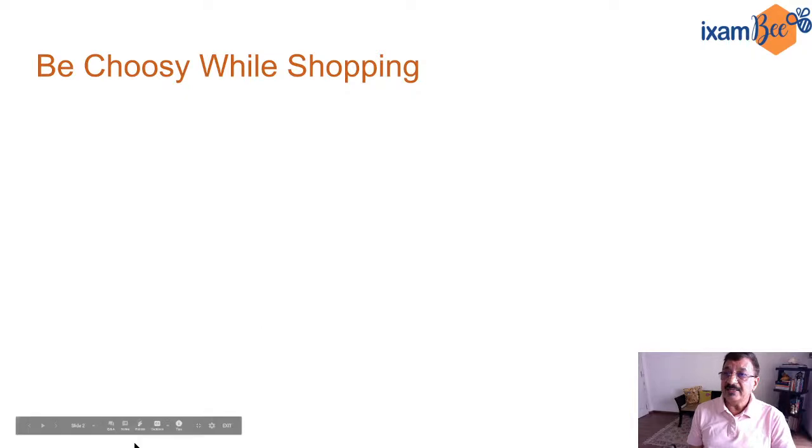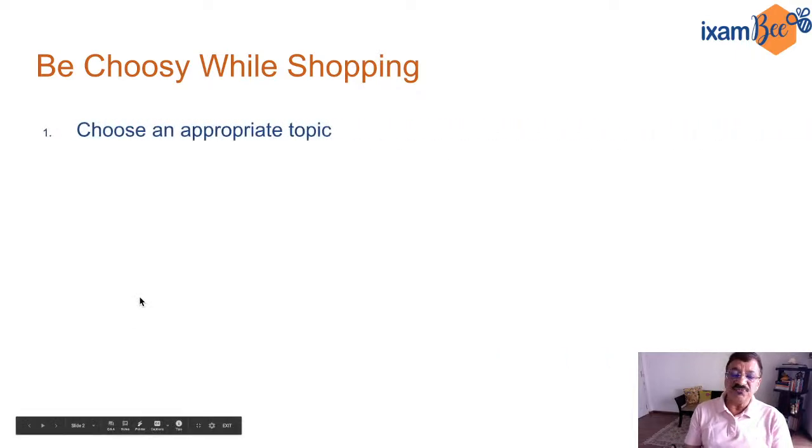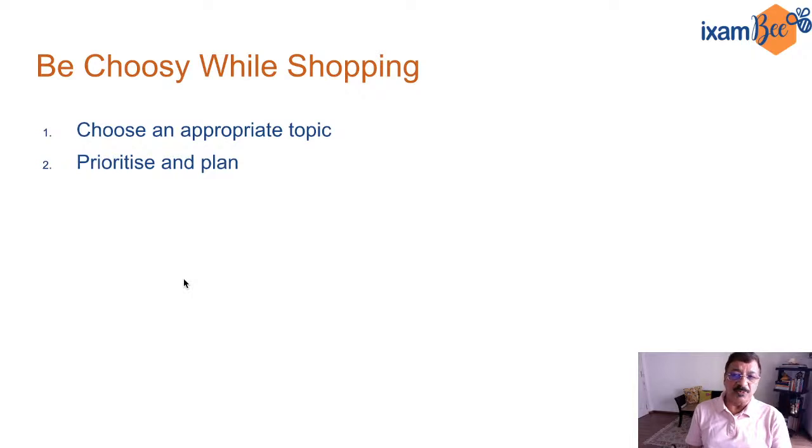So here we begin. Be choosy while shopping. So what are we shopping for here? When you're writing an essay, we're shopping essentially for the topic. You have a choice, so firstly, you must choose an appropriate topic. What do we mean by an appropriate topic? A topic which is, A, of interest to you, B, one you have prepared for, and C, one on which you are able to gather your thoughts. Once you choose your topic, I'm emphasizing the word appropriate, don't just go by the sound of the topic, because you have to read it carefully to see that you are in a position to talk on that, to write on that.